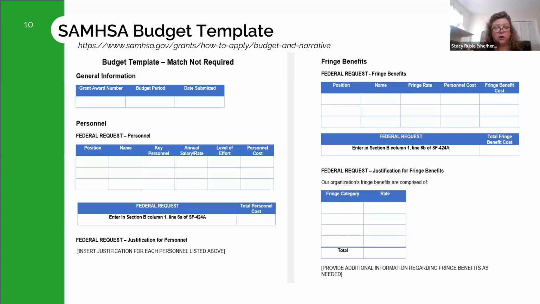So, like where it has federal request personnel, you actually put in, here's the position, here's the name of the person, and that could be TBD. For SAMHSA, it's like yes or no, are they key personnel? What's the annual salaried rate, level of effort? That's going to be on a federal FTE. So that could be 1.0, it could be 0.50, and then you have personnel cost, and FTE stands for full-time equivalent. Next slide.